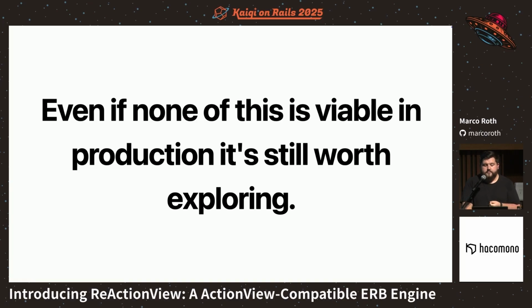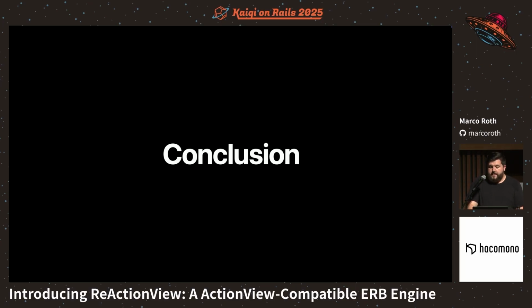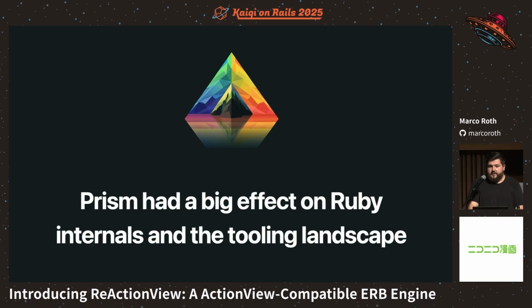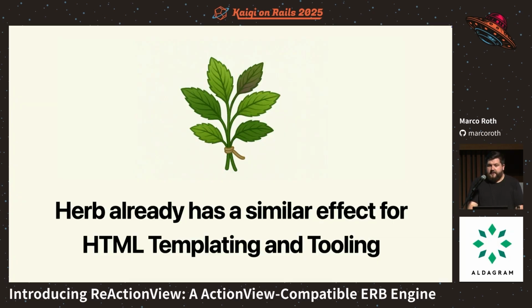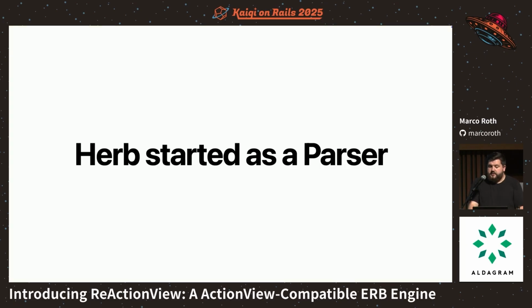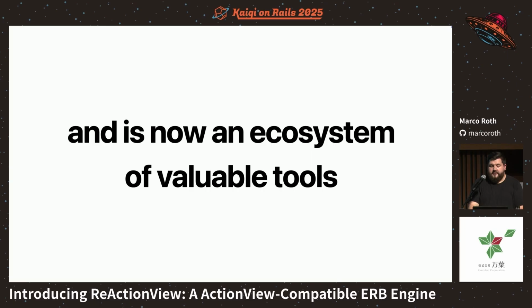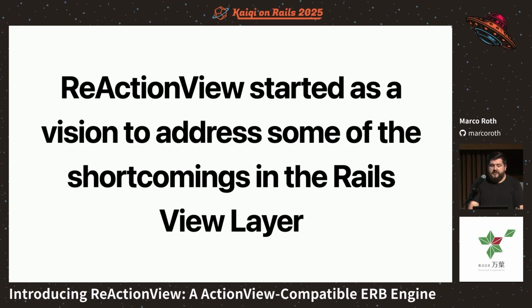So to conclude, the Prism parser, or just the project in general to have a unified parser, helped in a big way on the Ruby internals and its tooling landscape. And HERB can have a similar effect for HTML templating tooling. HERB started as a parser and is already a valuable ecosystem of tools today. And ReActionView started as a vision to address some of the shortcomings in the Rails view layer.